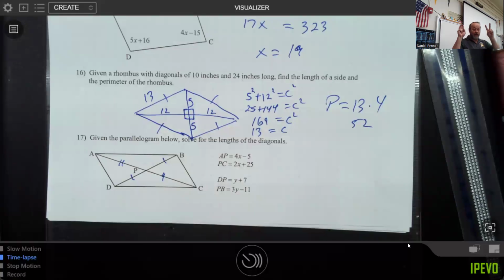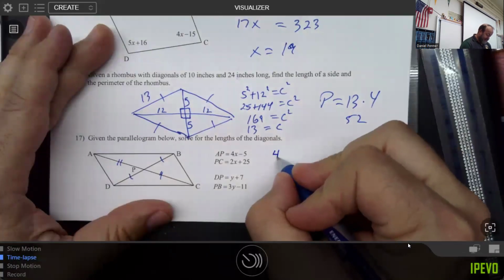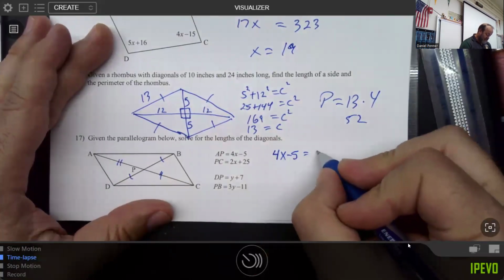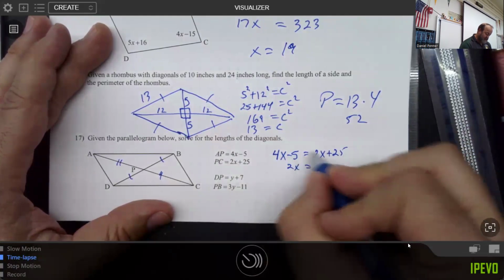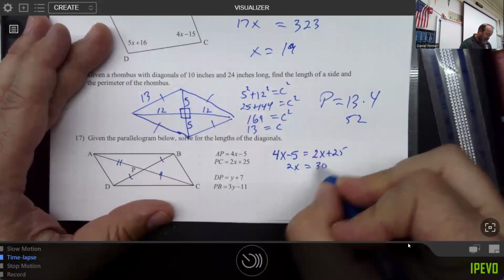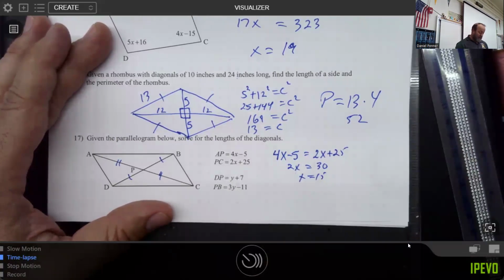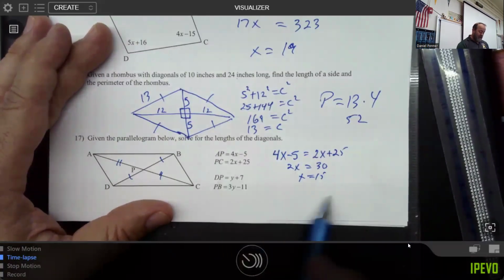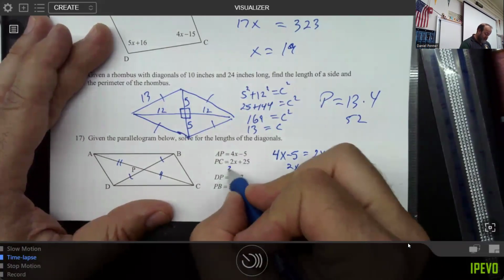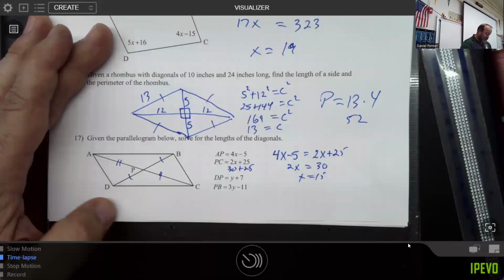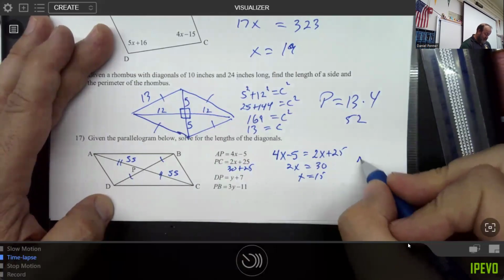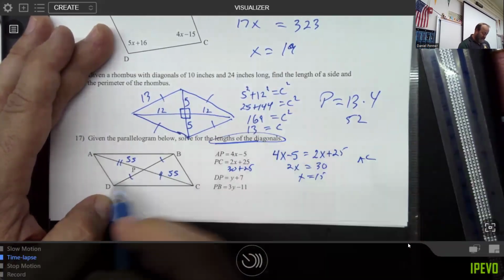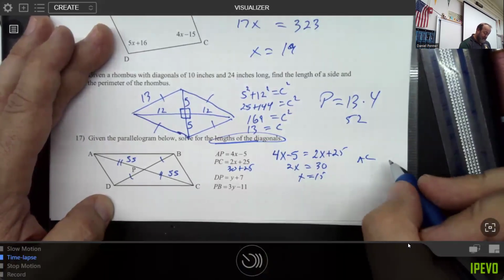So that's one of the things that I mentioned earlier. Please don't just try to find the value of the variable. Go that one extra mile. So we're going to go ahead and take AP, and I'm going to set that equal to PC. And so if we do a little bit of movement of our x's and our constants around, I found out that x is 15, of course. But then we're going to want to go ahead and plug that in. So 2 times 15, of course, would be 30, plus the 25 that is sitting there is 55. So I found that both of these values are 55. So the diagonal from A to C, because notice it says the length of the diagonal, all the way from A to C would be 110.